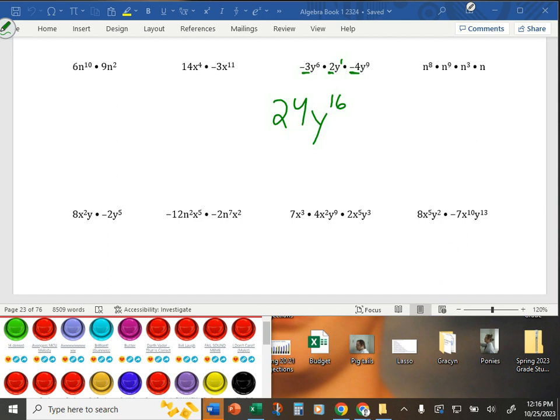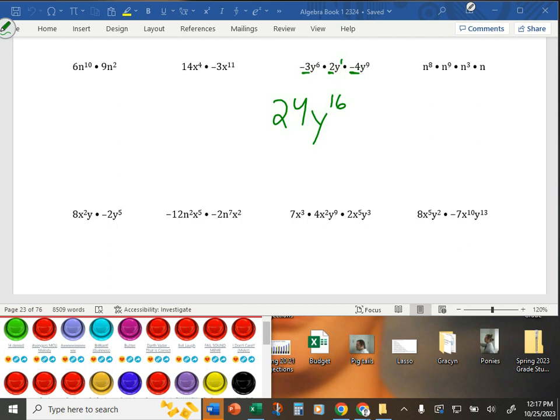Pick one in the third row that you want to go over. Dominic? The last one. All right. Let's get someone we haven't heard from yet today. Do we have coefficients in the last one, 8x to the 5th y squared times negative 7x to the 10th y to the 13th? Anthony, are there coefficients there? In the last problem? Yeah, there are. What are they?